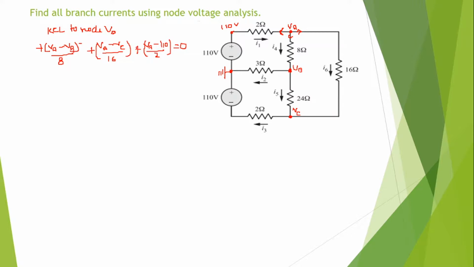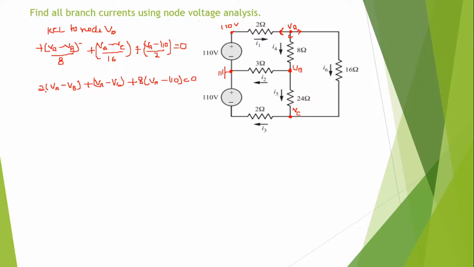Okay. So, before further proceeding, take the LCM. By taking the LCM, 16 is the LCM of these. So, 2 into (VA minus VB) plus (VA minus VC) plus 8 into (VA minus 110) equal to 0.